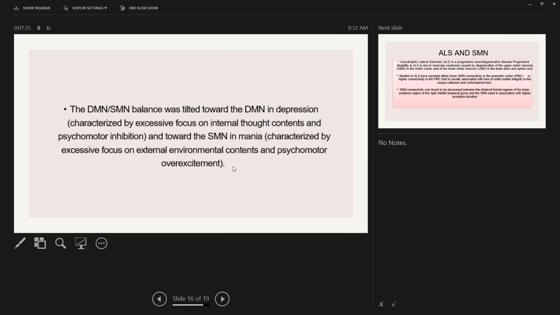The default mode network or the sensorimotor network balance was tilted towards the default mode network in depression, which is characterized by excessive focus on internal thought contents and psychomotor inhibition, and towards the sensorimotor network in mania, characterized by excessive focus on external environment content and psychomotor overexcitement.